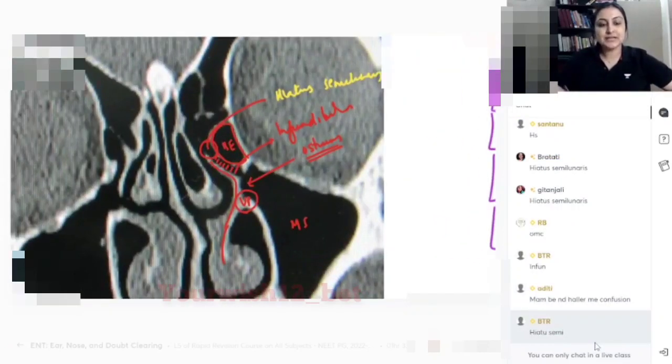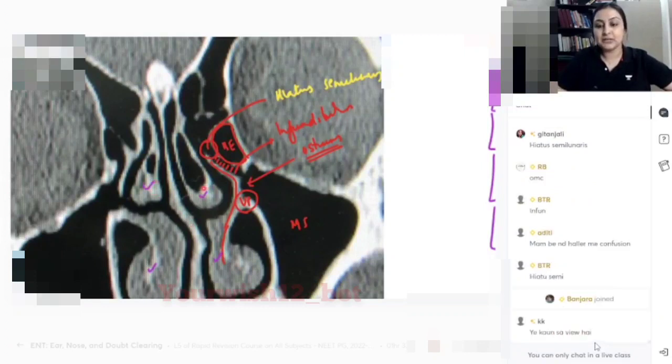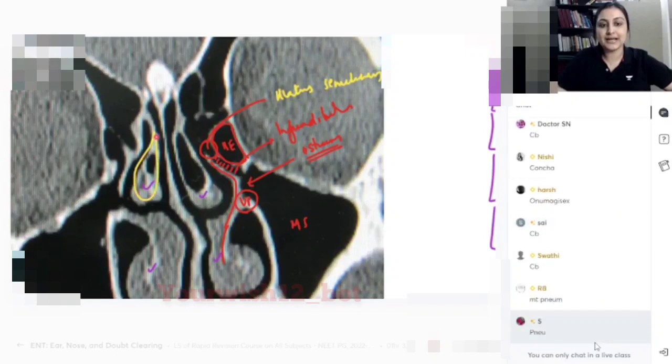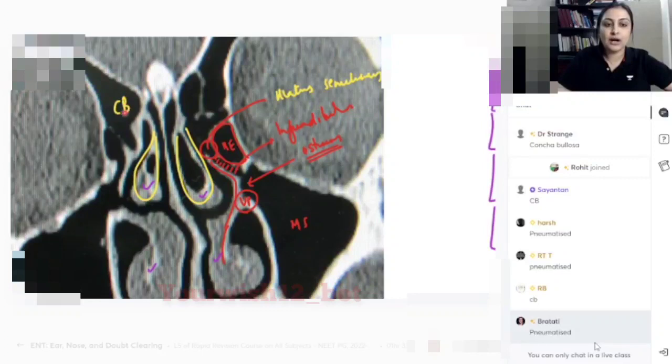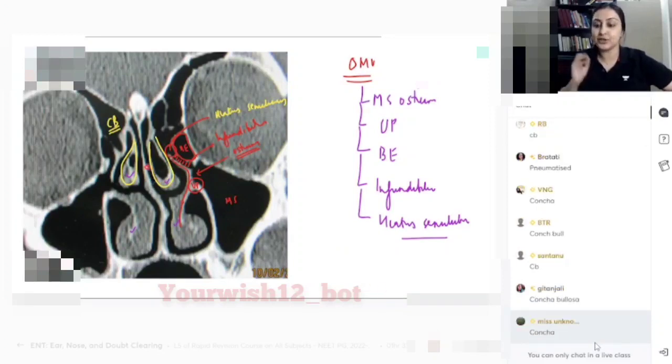What else can you see here? Inferior turbinate, inferior turbinate. Look at both the middle turbinates. Both the middle turbinates you see are all pneumatized. There is air here, right? So what will we call these? We will call these concha bullosa, CB. So we are also seeing concha bullosa here, which is a normal anatomical variant.